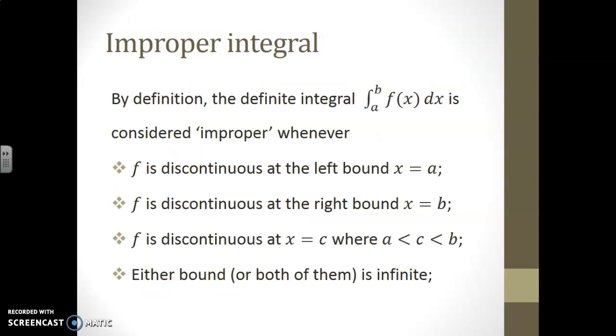So, we consider any improper integral as the result of f being discontinuous at the left bound, at the right bound, or in fact at any point between the bounds themselves. Also called improper is any integral that has a lower or an upper bound, or both, as infinity.